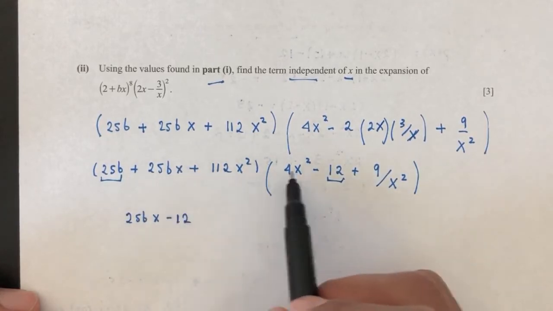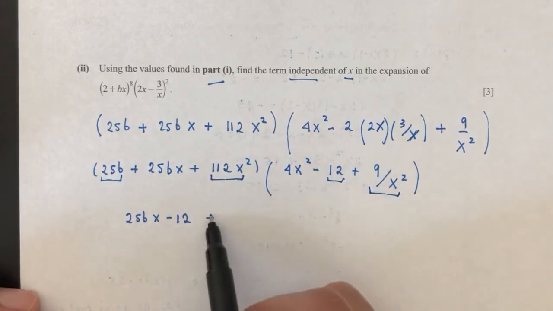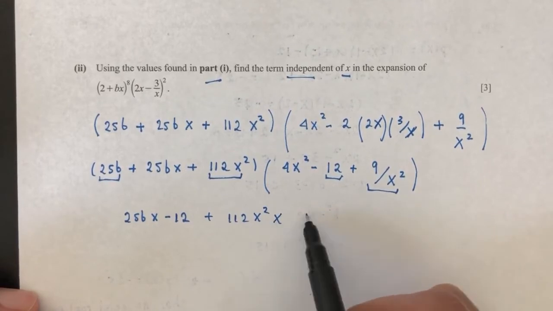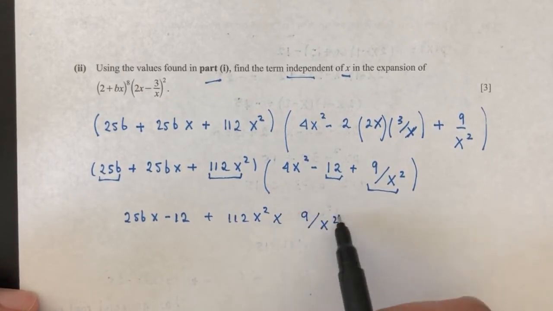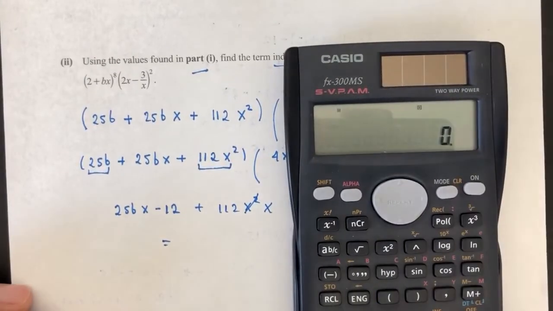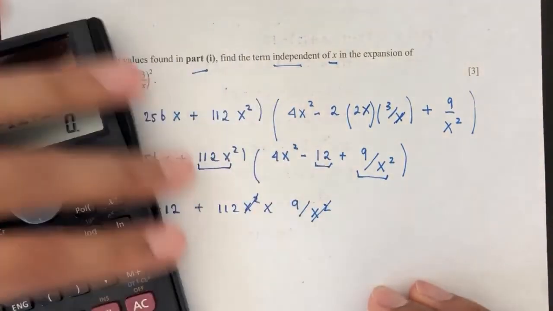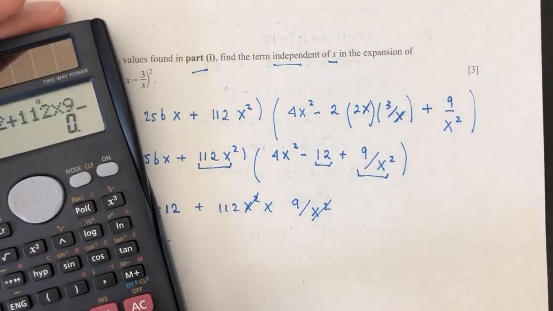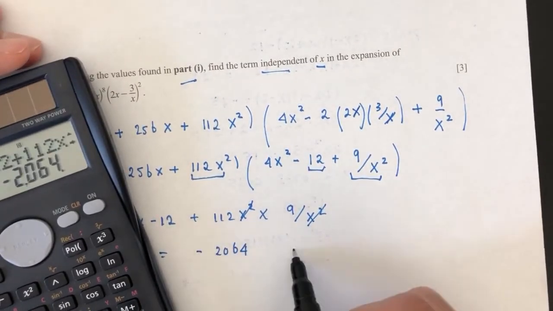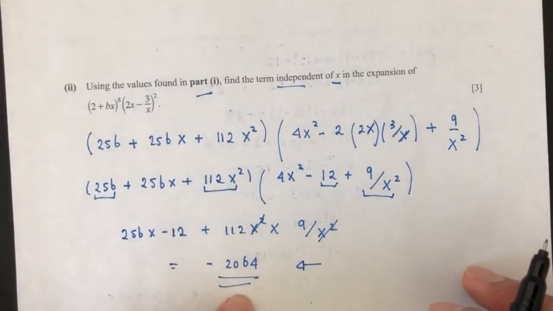So this one has an x. So this one, if you multiply this with this, you will not have an x. So plus 112x² multiplied by 9 over x². So x² goes away. So what is your answer here? It will be 256 times minus 12 plus 112 times 9. That should give me minus 2064. That should be my answer for the term which is independent of x.